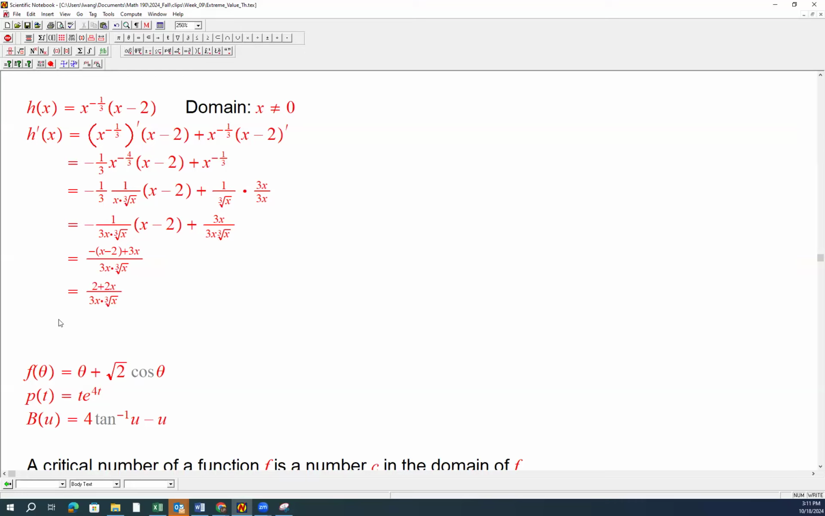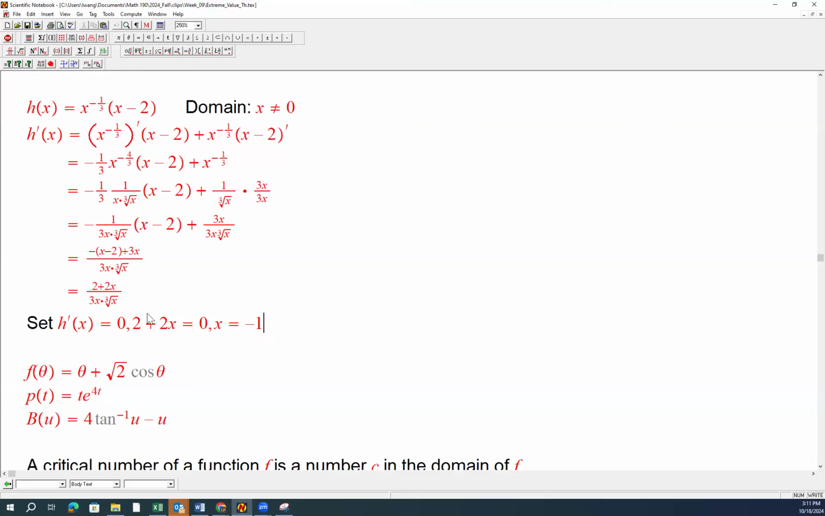And set it equal to 0. In the final step, we wish to have a factored form before we can find the critical numbers. So we're going to set the first order derivative equal to 0. To make that happen, 2 plus 2x is going to be 0, and x equals negative 1.